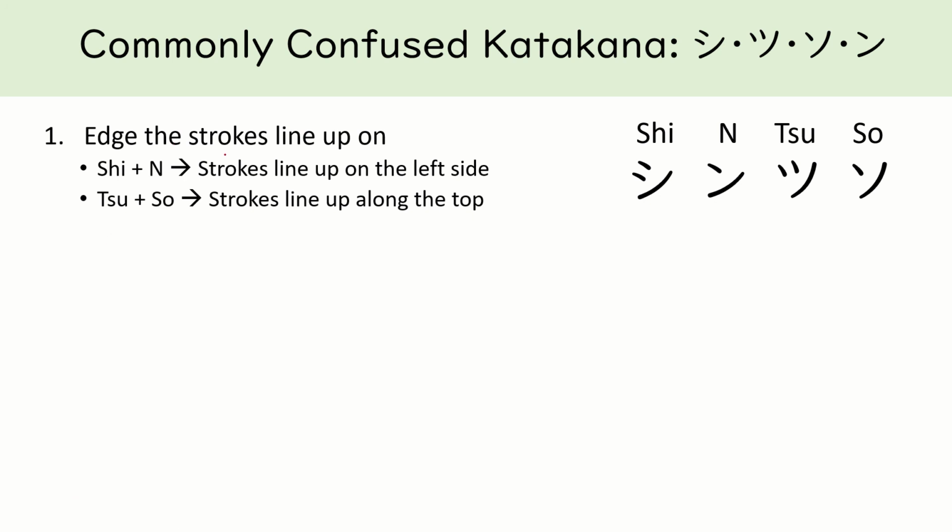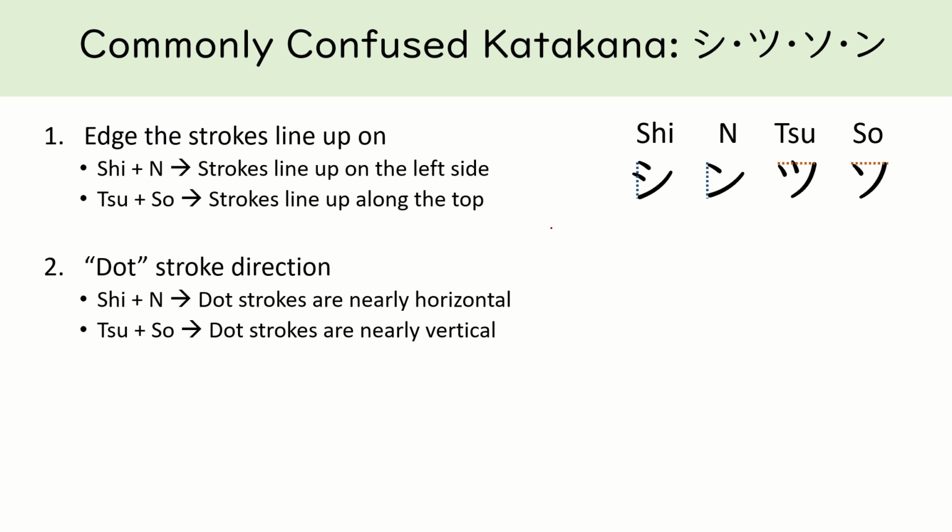First, the edge that the strokes line up on. So for shi and n, the strokes line up on the left-hand side like this, right? Whereas for tsu and so, the strokes do not line up on the left-hand edge. Rather, they line up on the top, like this. Right? That's our first one. Whereas before you could see, oh, there's this kind of space here, right? So they don't line up over on this side. They line up on top. So that's the first difference between shi, n, and then tsu, so.